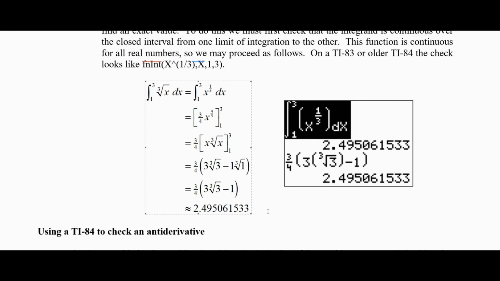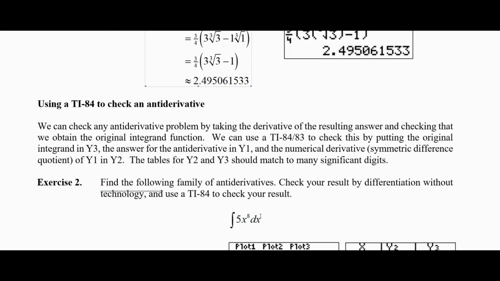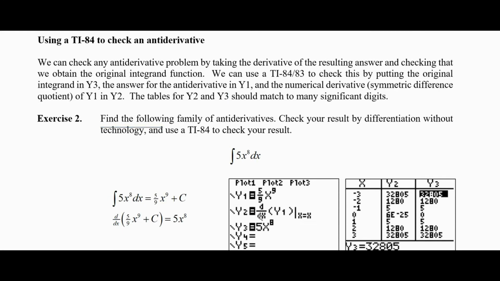Now that's going to be for a definite integral. A definite integral, of course, has a number for an answer. What about checking an antiderivative? Well, we can check any antiderivative problem on a TI-84 as well. We take the derivative of the resulting answer and check that we obtain the original integrand function. In other words, you want to check an antiderivative problem by taking the derivative of the answer, and we get the original. So let's just do the family of antiderivatives here of 5x to the 8th dx, or we might call that the indefinite integral.